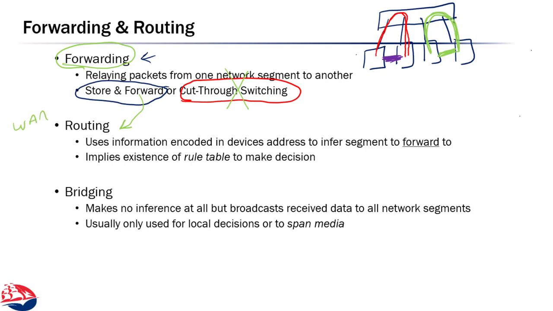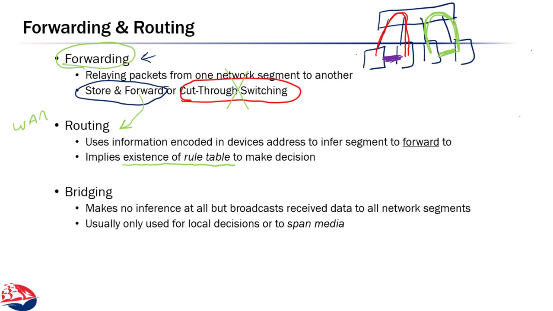And we're going to find that there's a series of values that we can extract from a packet, and the router can use that to make a decision. Should I forward? If so, where should I forward it to? And then it can carry that out. Or the router could just simply say, I'm not going to forward this data and drop it. But that does imply the existence of a rule table.